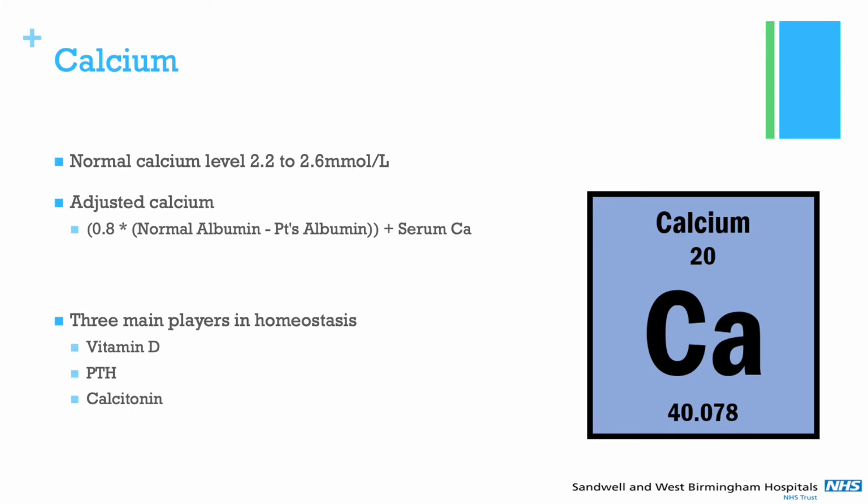So a normal calcium level is between 2.2 and 2.6 millimoles per litre, and that equates to around 1,200 grams of actual calcium within a normal adult. 99% of that is stored within the bones, with 0.99% in the blood and the remainder being locked up within the cells. Now, calcium itself exists in three different forms.